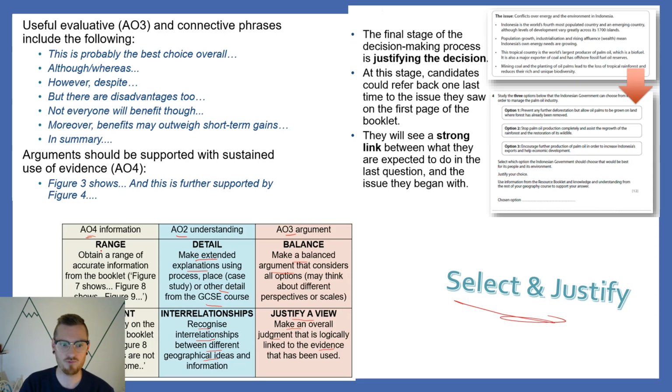AO4: make sure you use a range of accurate information from the booklet. Lift, quote, paraphrase from the booklet. Figure 7 shows, Figure 8 shows, Figure 9. Look how important it is to actually use the phrase "figures". Use it in your answers, in the two-mark questions and in this select and justify 16 marker. And try to make your argument critical. So when you're using evidence from the booklet, be critical. "However, Figure A shows oil prices are not a reliable income because..." So try to be as critical as possible with the resources.